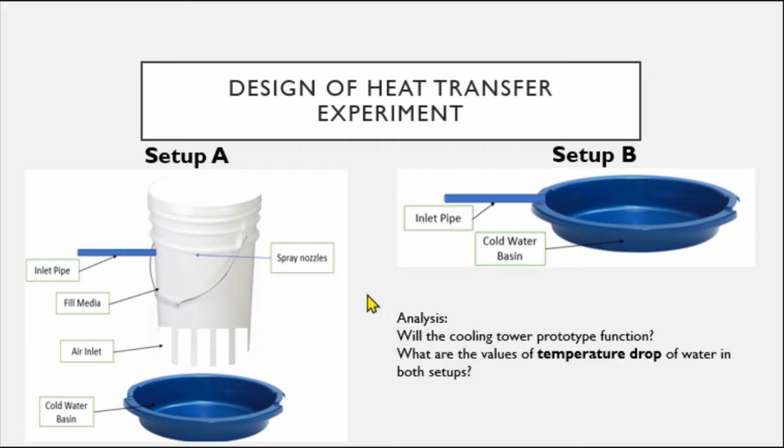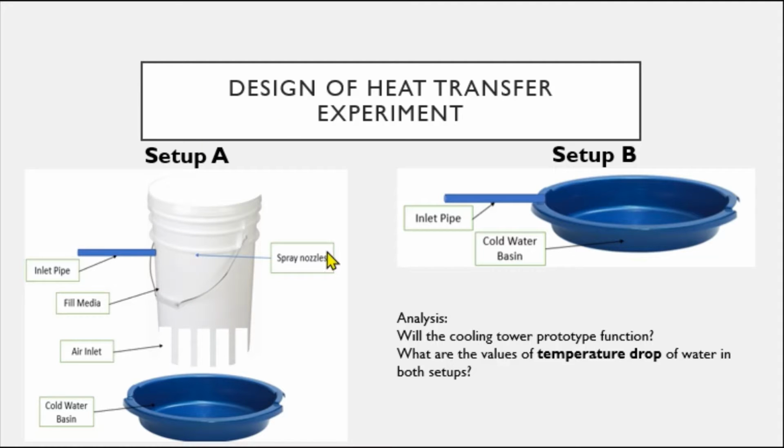This is the design of heat transfer experiment. There are two setups. In both setups, I want to cool hot water and store it in a cold water basin. In setup A, I want to build a cooling tower prototype. Cooling tower is a device to cool hot water, usually from the condenser in power plant, so that the water can be used again to cool the working fluid in the condenser.